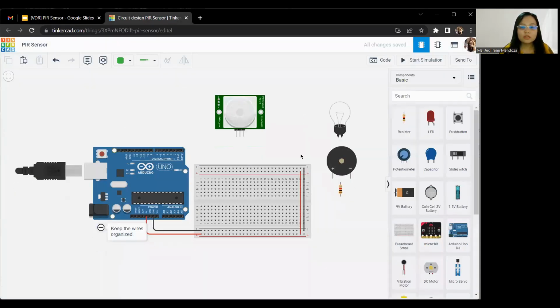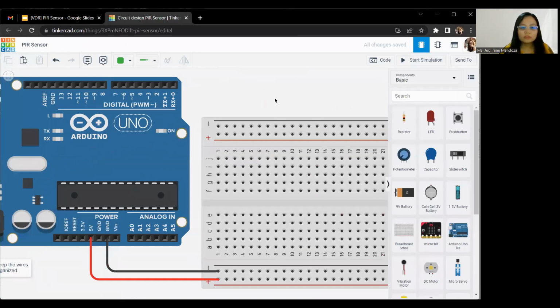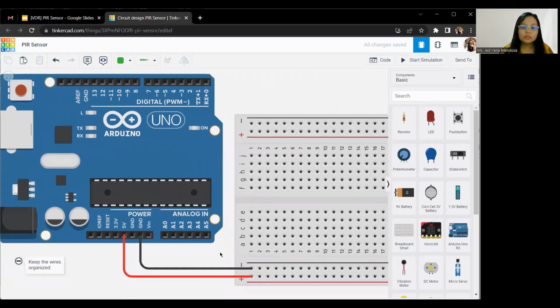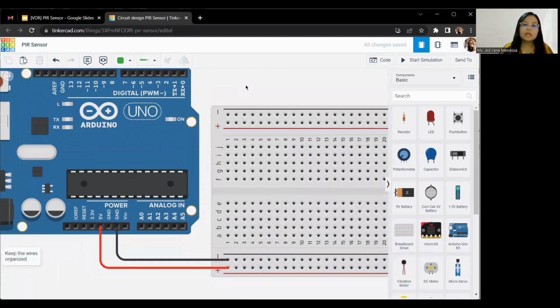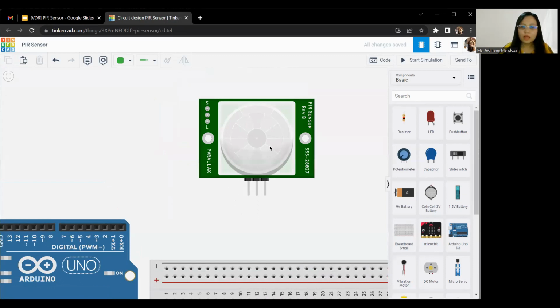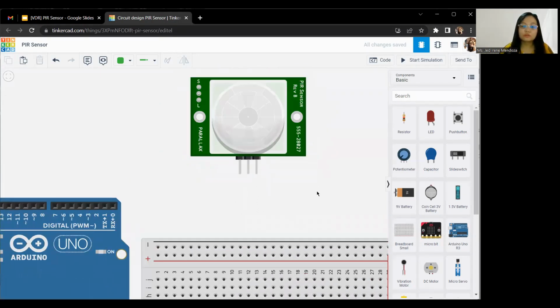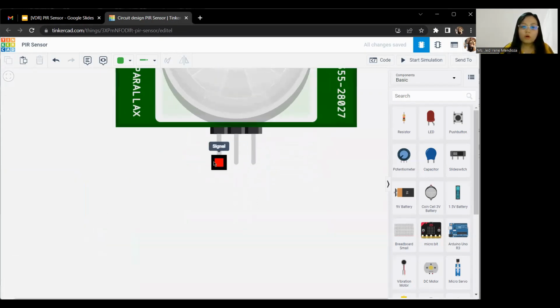So I have here my breadboard already connected to Arduino Uno R3. Remember, for this, you have to connect the negative part of the breadboard to the ground, which produces negative charge, and then the positive part of the breadboard to the 5 volts, which produces positive charge. Now, for this, I have here the PIR sensor. Remember, when we hover our mouse over the pins, you will know where you need to connect them.